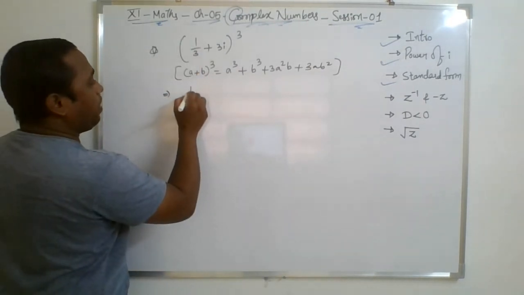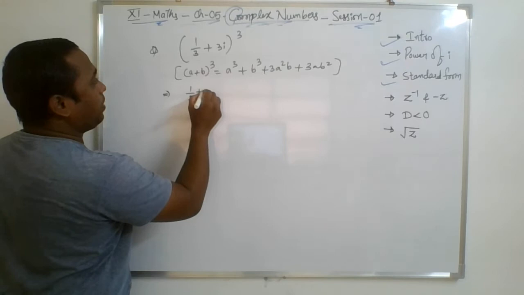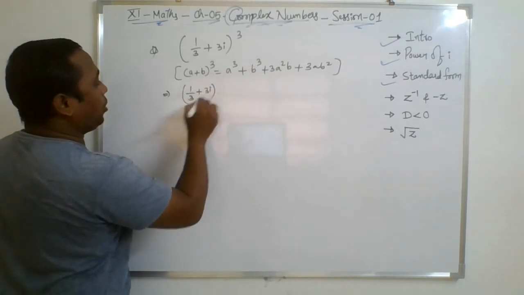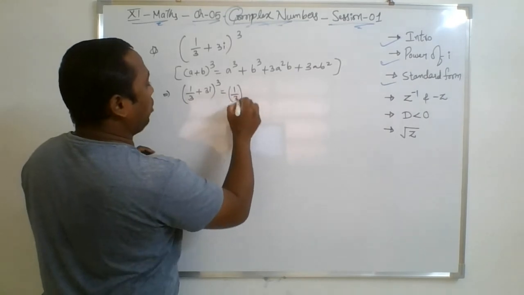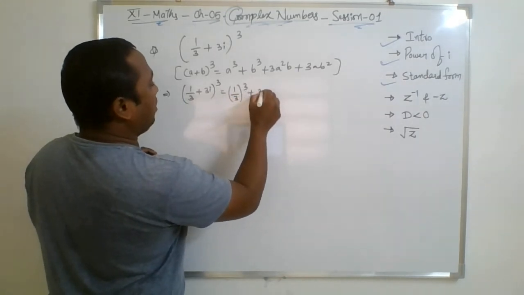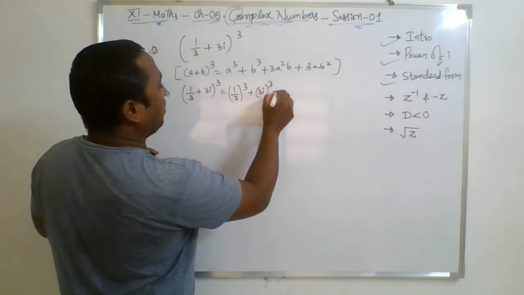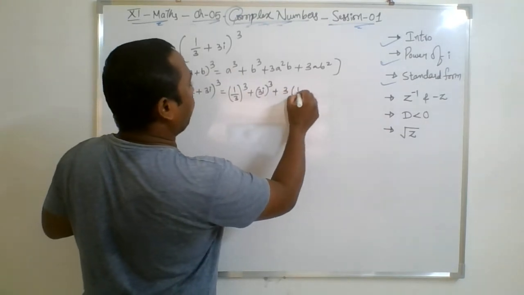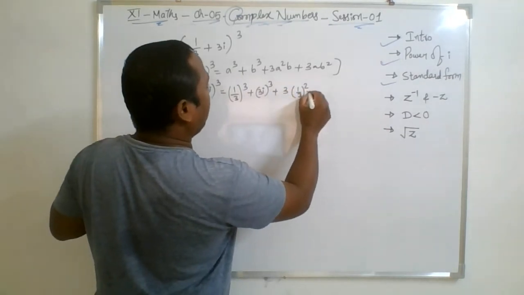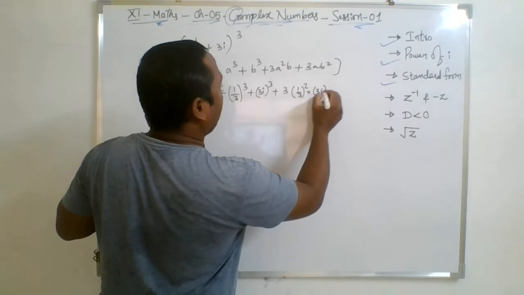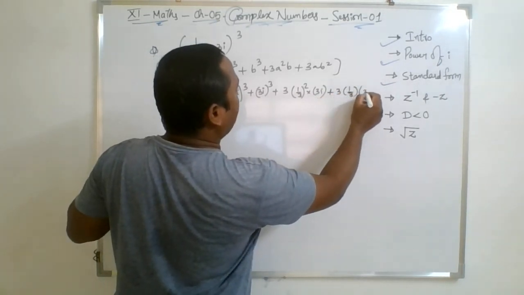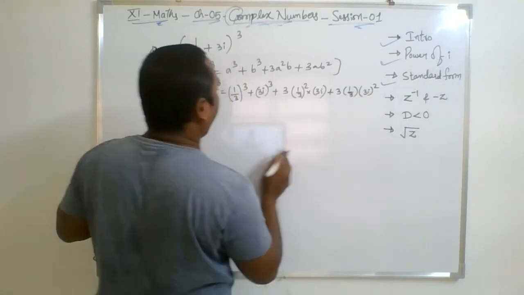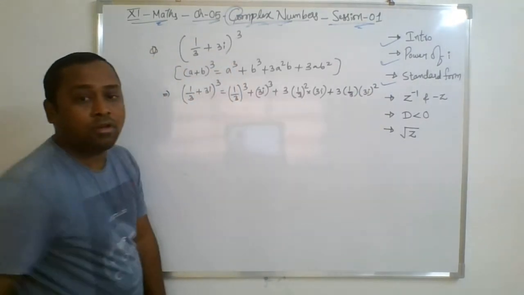So when you expand this by using (1/3 + 3i) the whole cube, which means (1/3) whole cube + (3i) whole cube + 3 into (1/3) whole square into 3i + 3 into (1/3) into (3i) the whole square. Just simplify this. That's it.